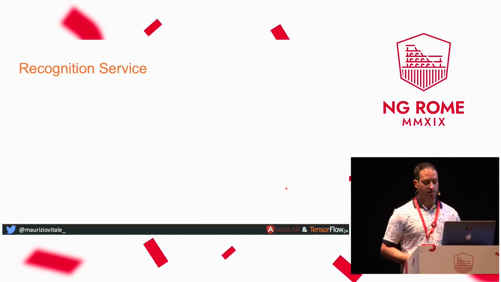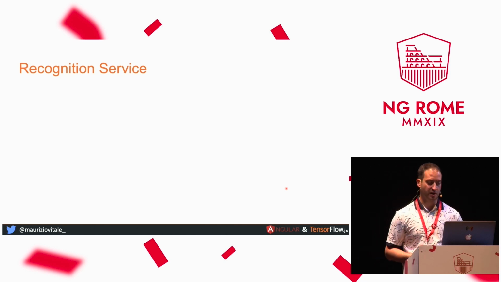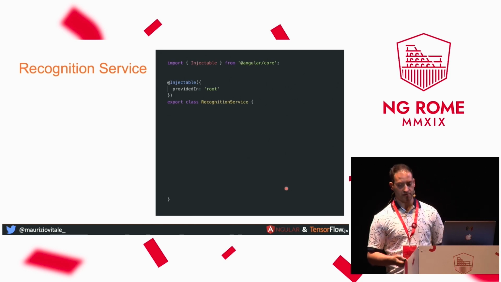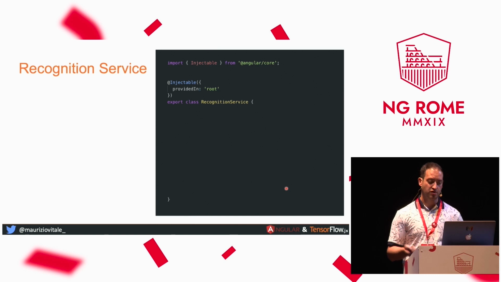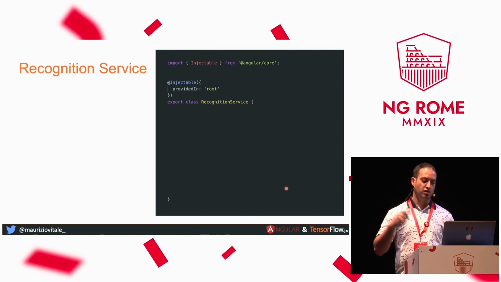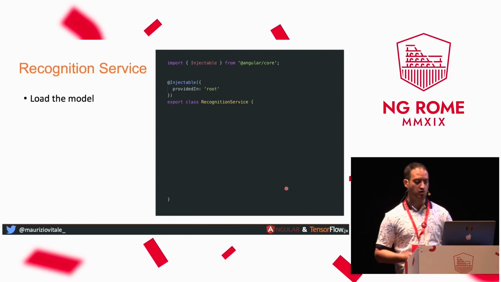This is the recognition service, which is just an Angular service that you can build with the Angular CLI. If you remember, at the beginning I said that to be able to use a model, you don't need to know how machine learning works, you just need to load the model and use it. So let's load the model.